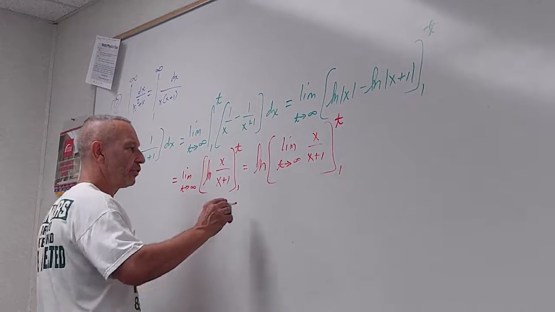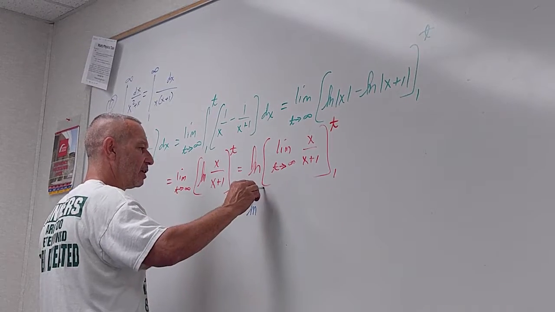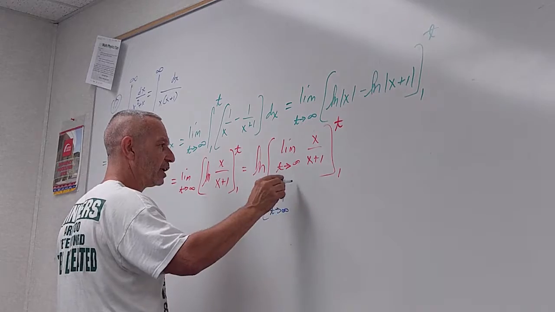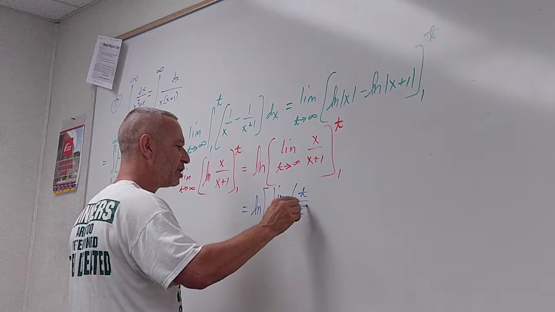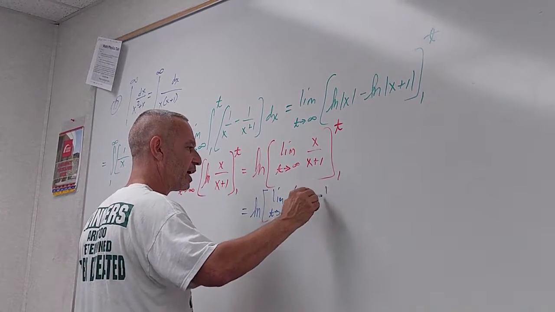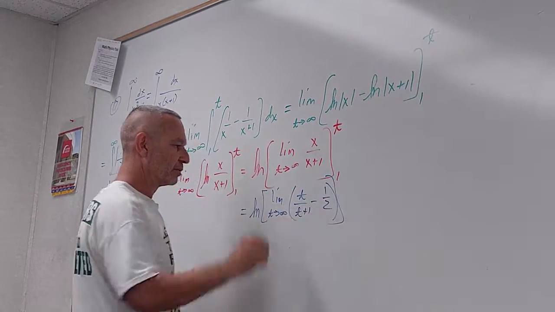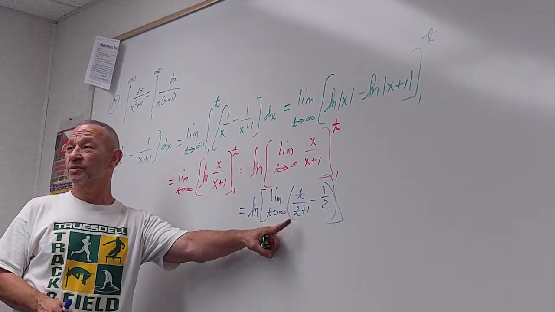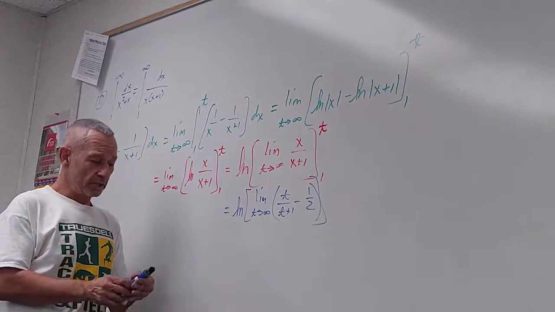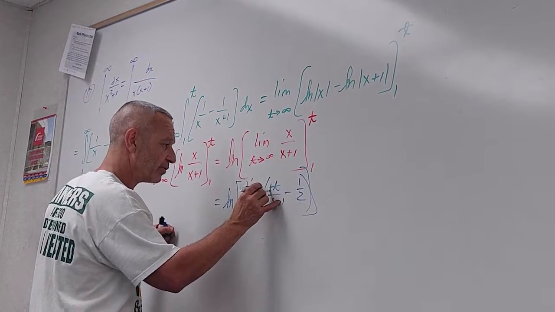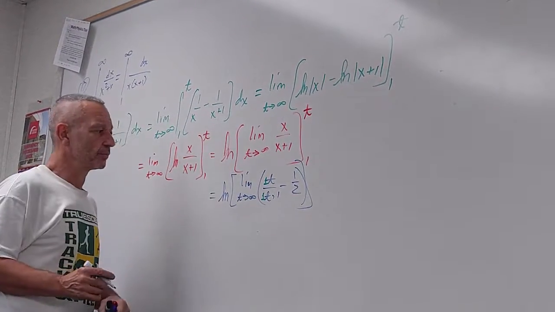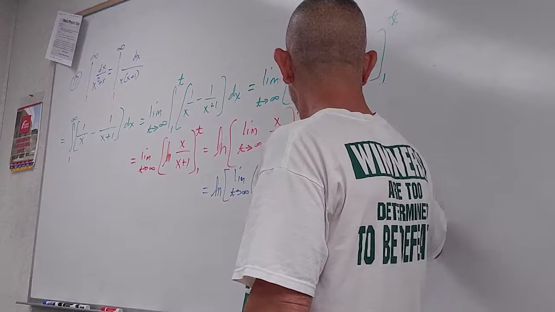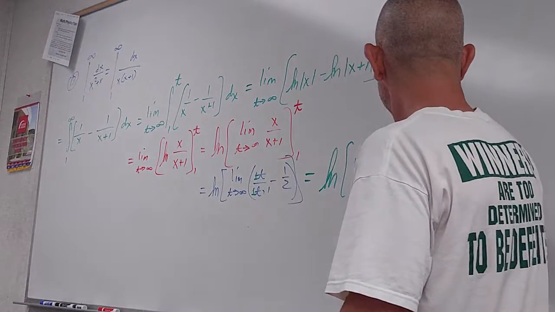And this is the ln of the limit as t goes to infinity of t over t plus 1, minus 1/2. I don't even need L'Hopital's rule. The degree of the top is equal to the degree of the bottom. I know I'm going to take the ratio of the leading coefficients, 1 over 1. So this is equal to the ln of 1 minus 1/2, which is the ln of 1/2.